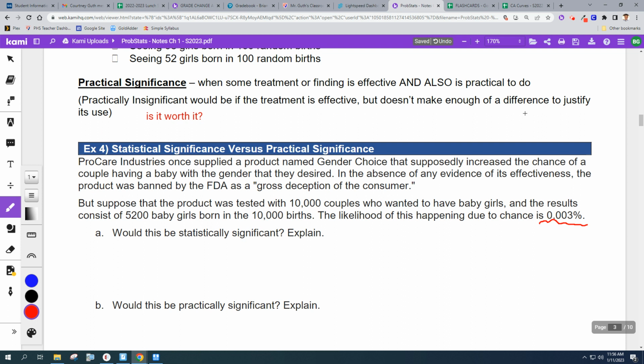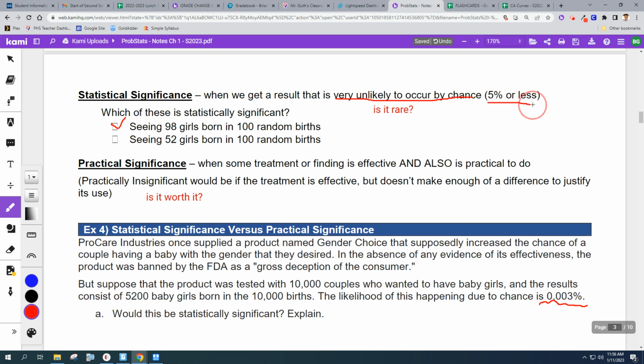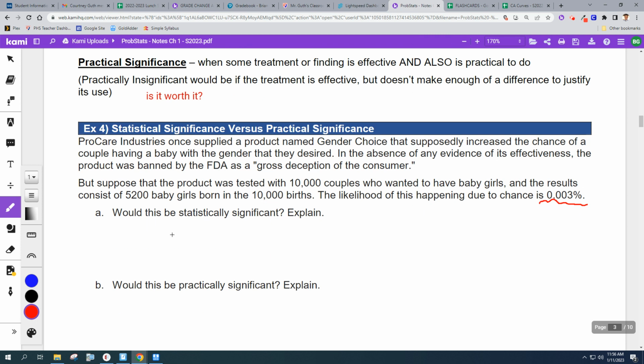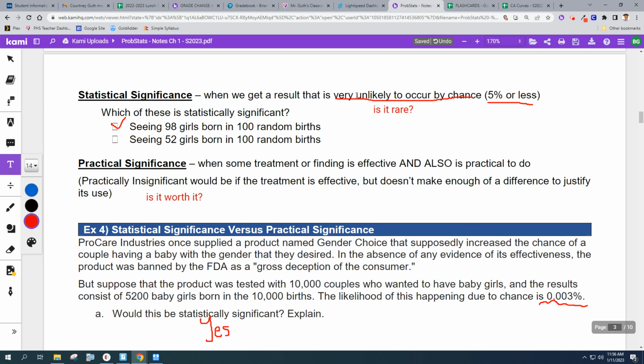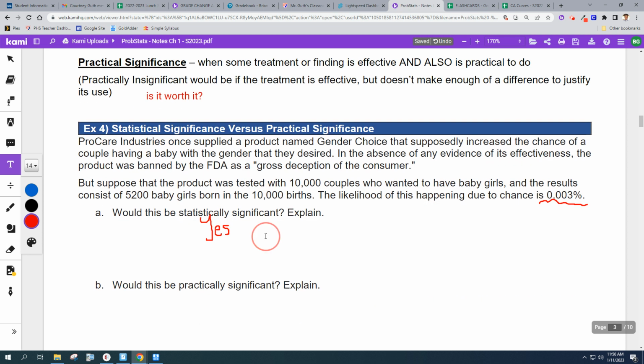It's very unlikely. Notice they even give you this 5% or less number. The question said, would this be statistically significant? And yes. Let's type it. This is what they say: very unlikely to occur by chance.